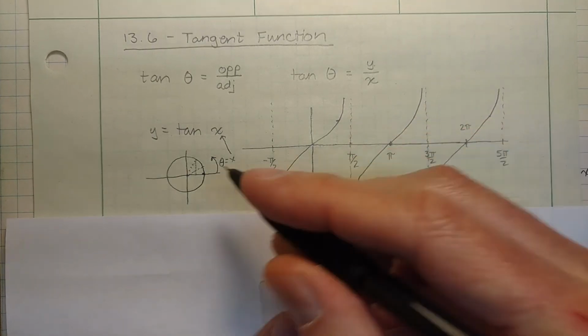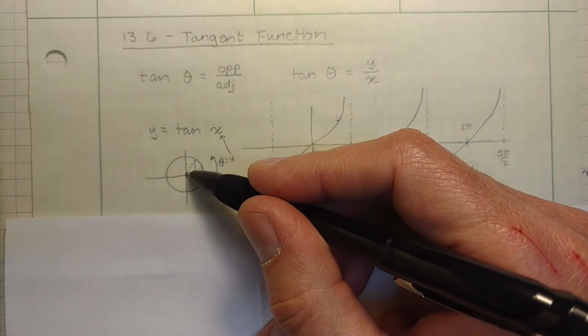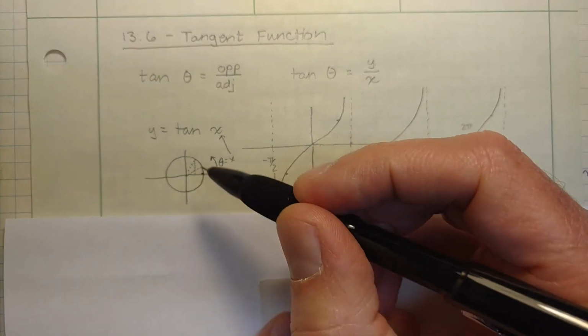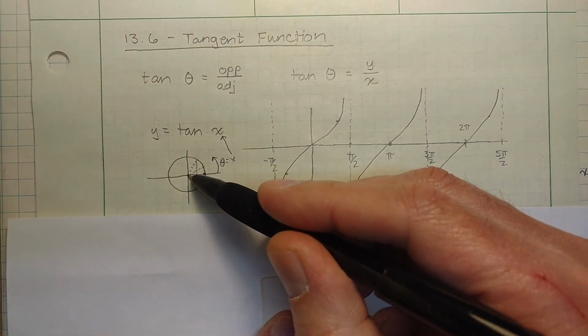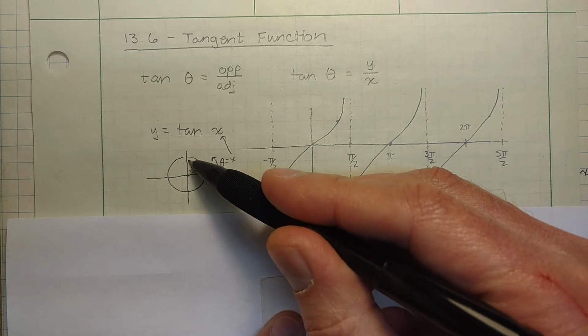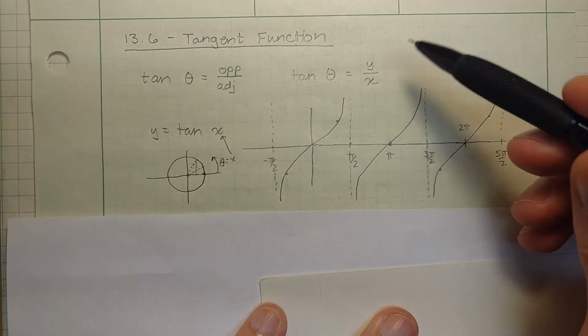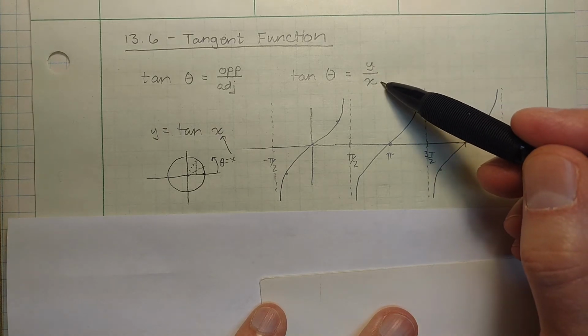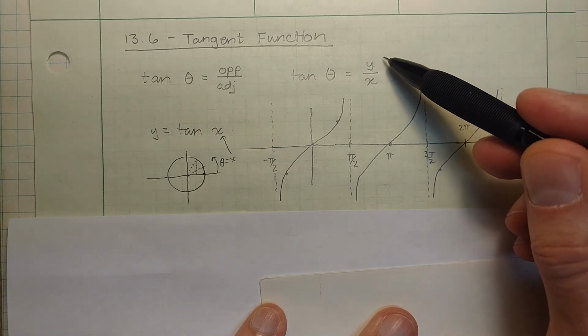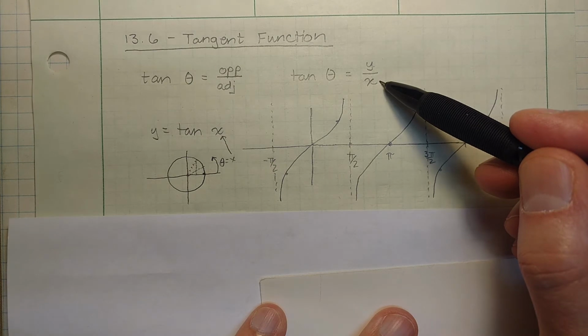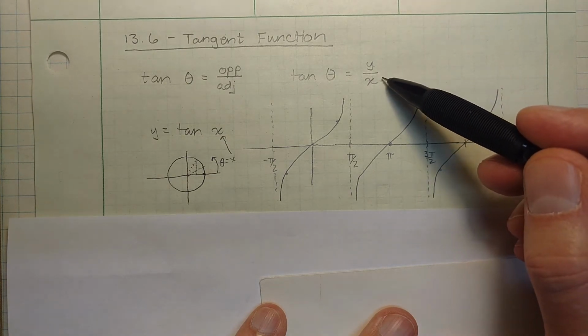As I come to pi over 2, an interesting thing happens. At pi over 2, my denominator, my x coordinate, is getting really, really close to 0. And so my fraction becomes things like, say, 1 over 1/10. Well, 1 over 1/10, when I divide by 1/10, is just 10.